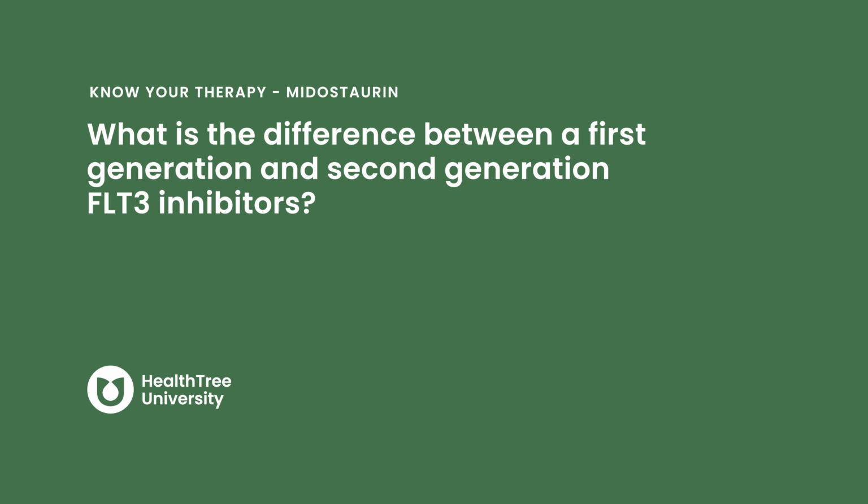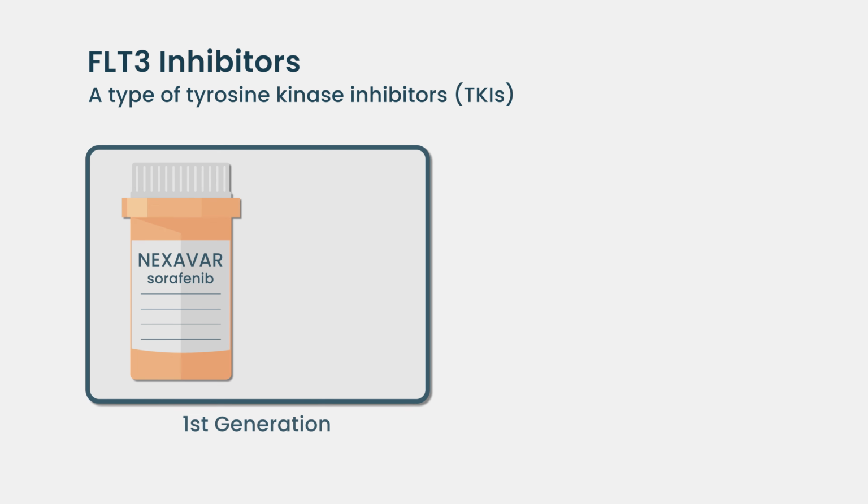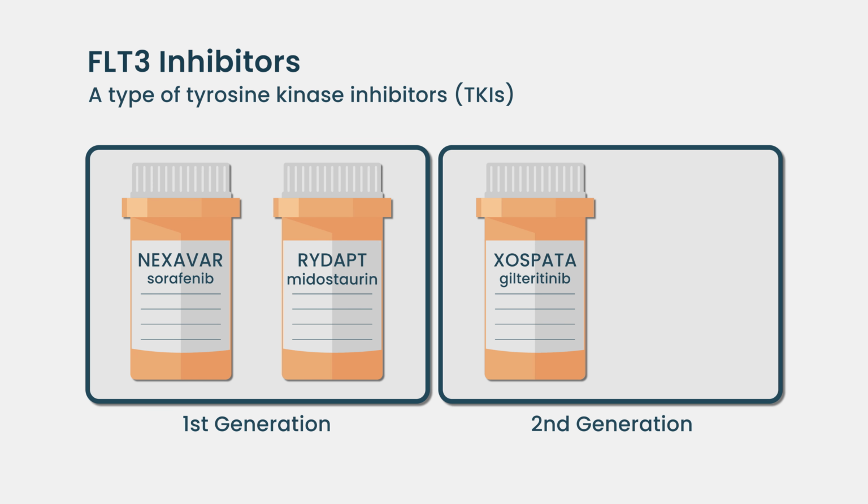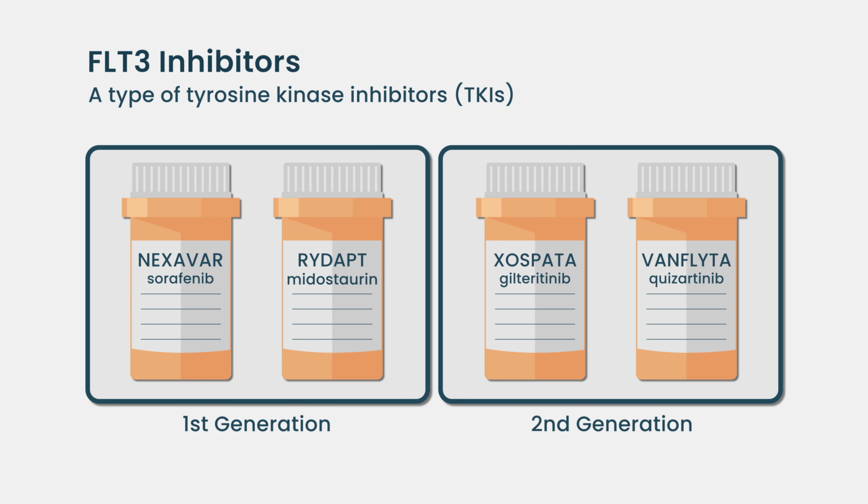What is the difference between a first generation and second generation FLT3 inhibitors? Broadly speaking, FLT3 inhibitors are becoming more and more selective as you go generation by generation. The earlier FLT3 inhibitors, so there was sorafenib, there's midostaurin now, there's gilteritinib that's FDA approved, there's quizartinib, which was recently published and was a positive phase 3 study. So these are all FLT3 inhibitors.